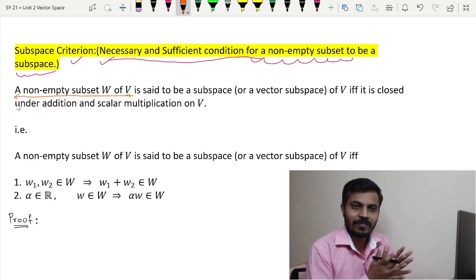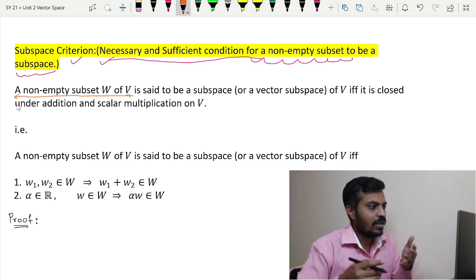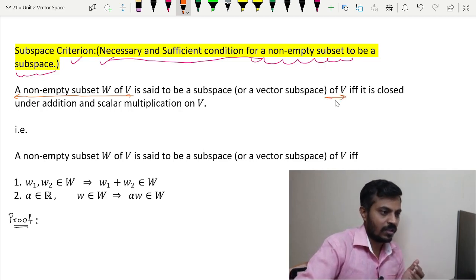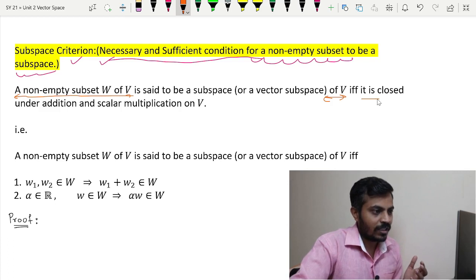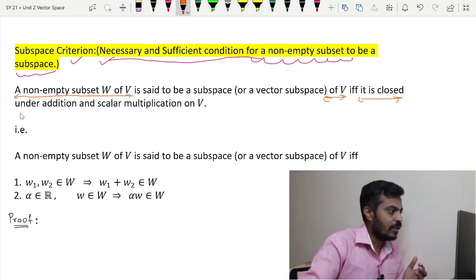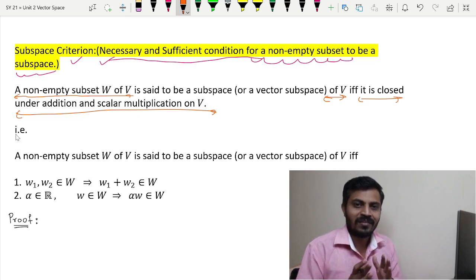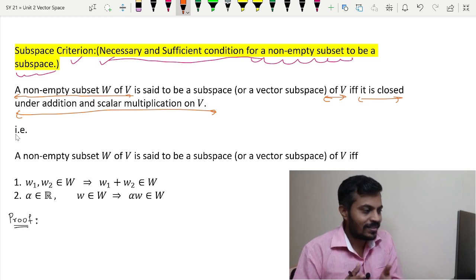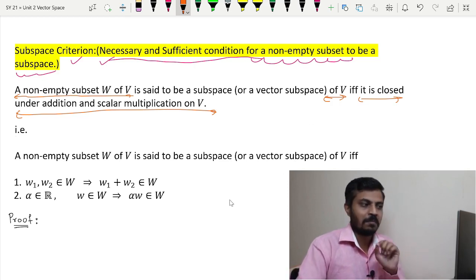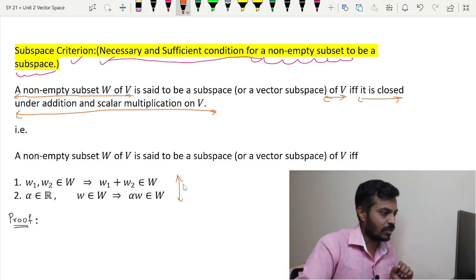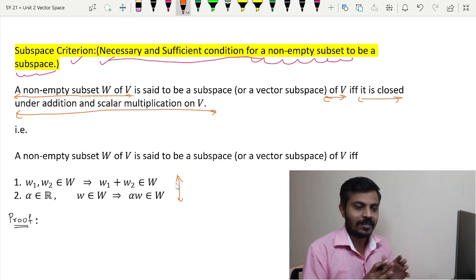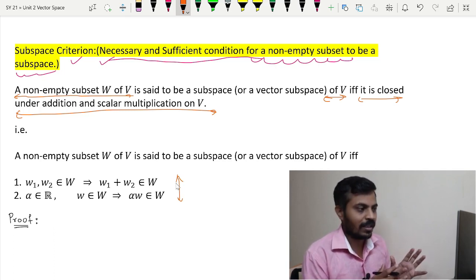A non-empty subset of that vector space will be a subspace of V if and only if it is closed under addition and scalar multiplication. Now what do we mean by closed under addition and scalar multiplication? This part we have already discussed before, but still, in order to make it clear, I have explained it over here by representing it in terms of mathematical language.